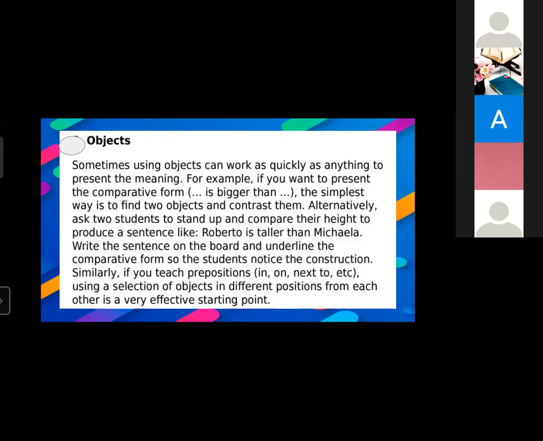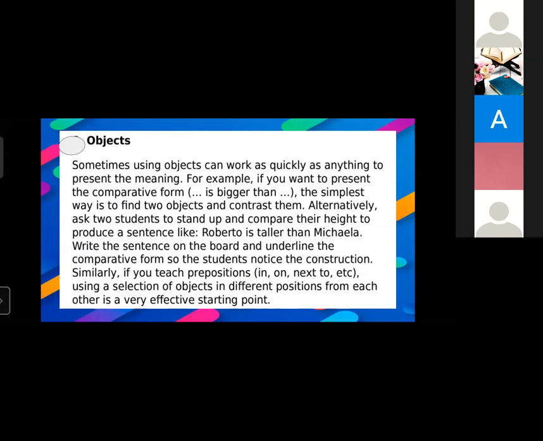Also objects, as Ms. Hannah mentioned, using cards, but we can use realia to teach grammar. For example, we can point to a desk and a pencil and ask them which one is bigger, which one is smaller, which one is taller, which one is shorter, also which one is darker, which one is lighter, and so on.